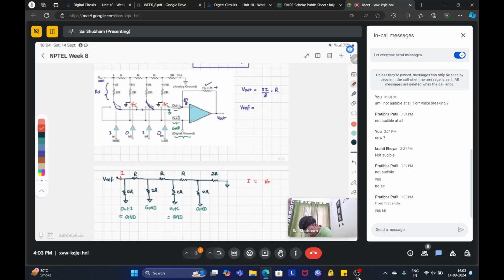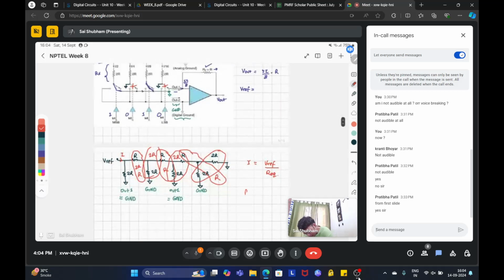I will be V reference by R equivalent. Okay. So what is the R equivalent value? So this R equivalent will be R. So this will be 2R. This will be R again. This will be 2R. Since these two are parallel again, this will be R. This will be 2R. So R equivalent, if you keep on doing, will finally be R only. So your I is equal to V reference by R.